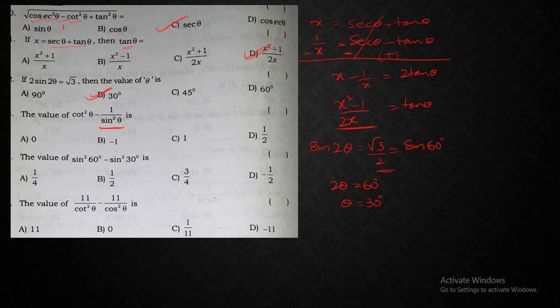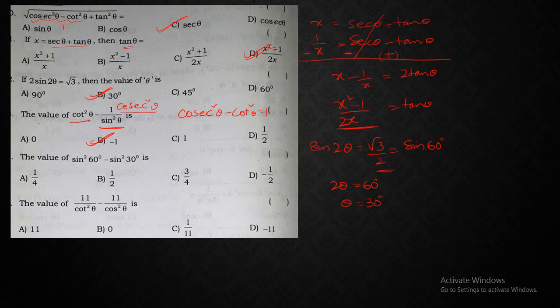1 by sin square theta. So 1 by sin square theta is nothing but cosecant square theta. Cot square theta minus cosecant square theta. So what is the identity we have? Cosecant square theta minus cot square theta is equal to 1. But here it is in reverse order, hence the value is minus 1.